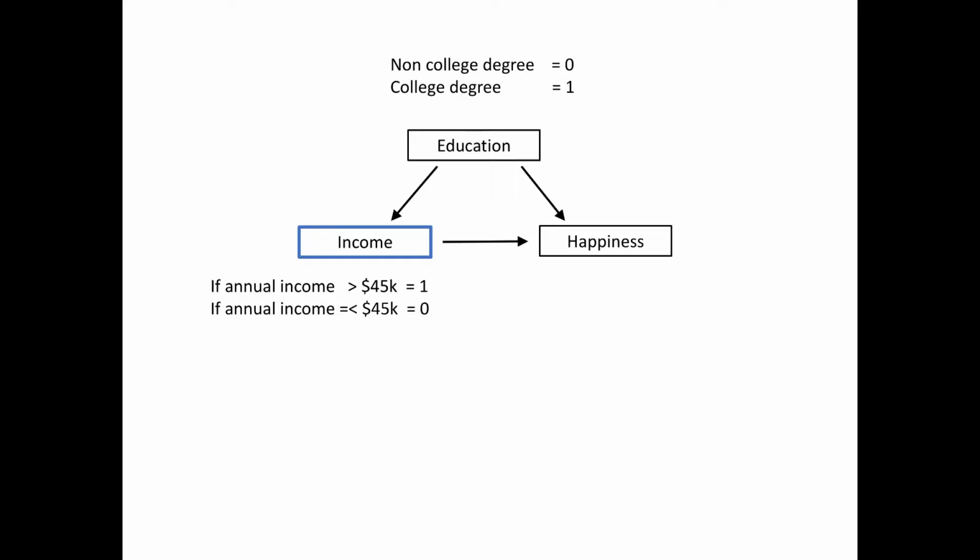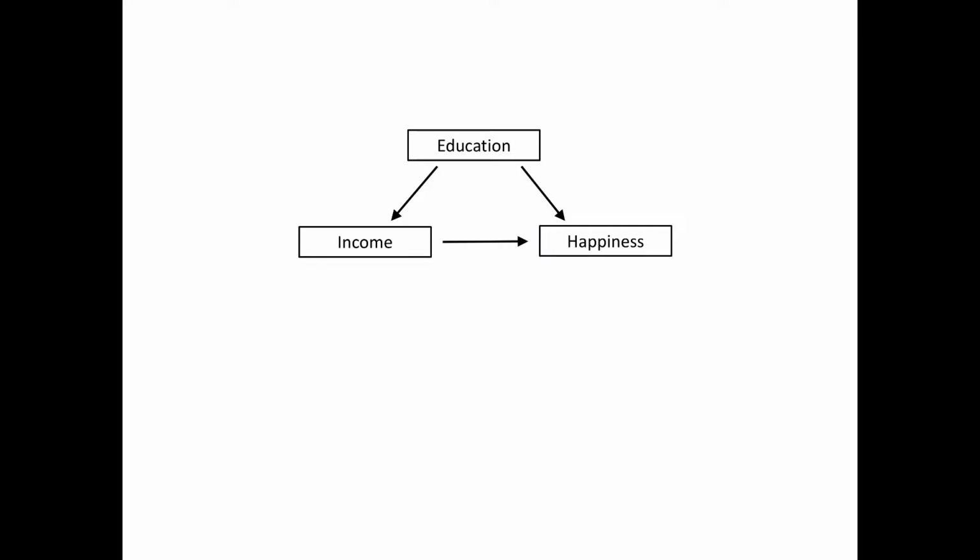Finally, define happiness as a variable with two categories. If the person reports that she is happy, set the variable to 1. If not, set the variable to 0. When the variables have two categories, as in our example, we refer to them as binary variables.